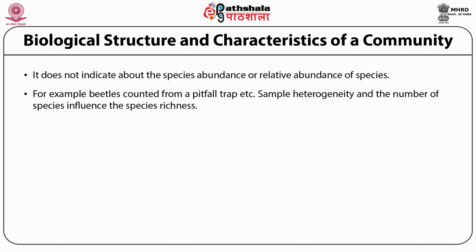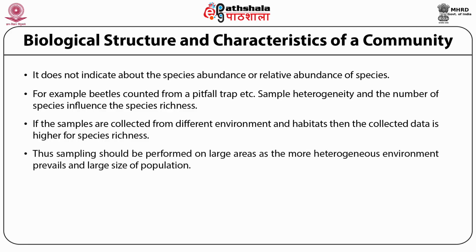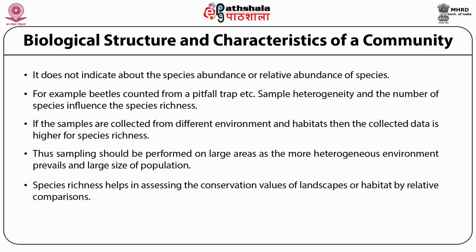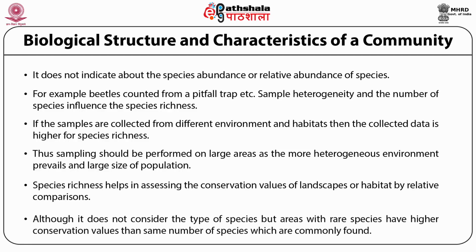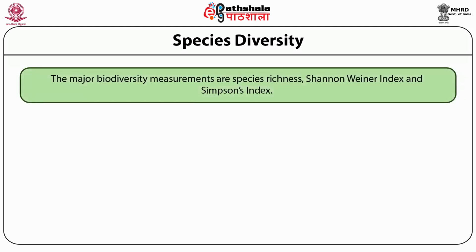Sample heterogeneity and the number of species influence the species richness. If the samples are collected from different environments and habitats, then the collected data is higher for species richness. Thus, sampling should be performed over large areas, as a more heterogeneous environment prevails and there is a large size of population. Species richness helps in assigning the conservation values of a landscape or habitat by relative comparisons. Although it does not consider the type of species, areas with rare species have higher conservation values than the same number of species which are commonly found. Species diversity. The major biodiversity measurements are species richness, Shannon-Wiener index, and Simpson index.